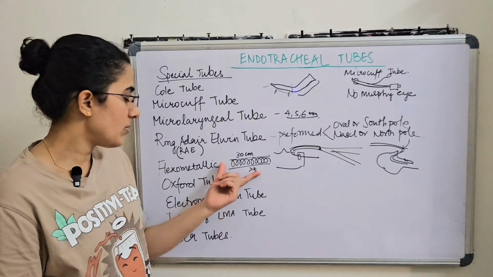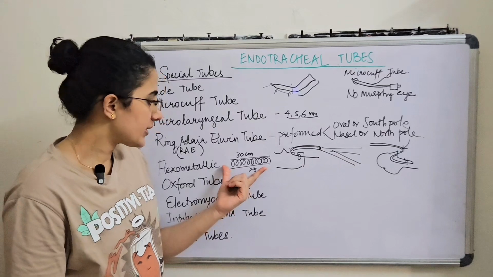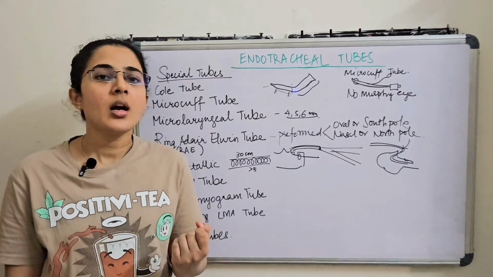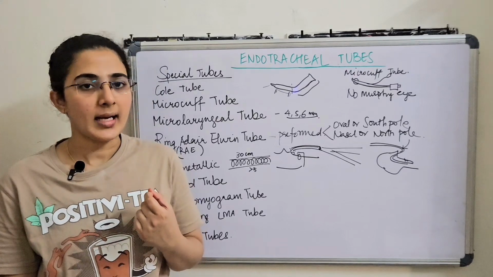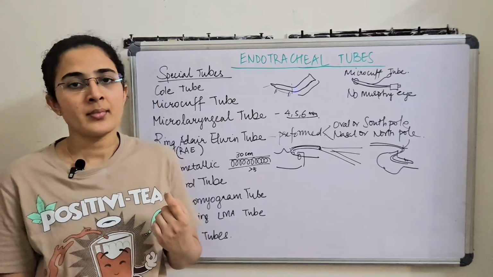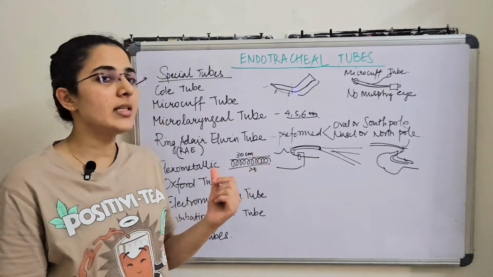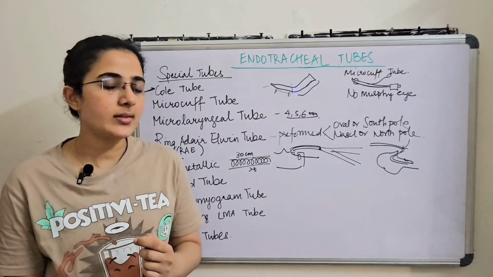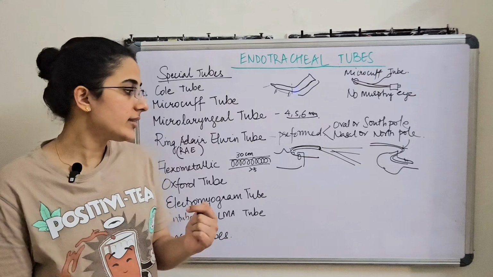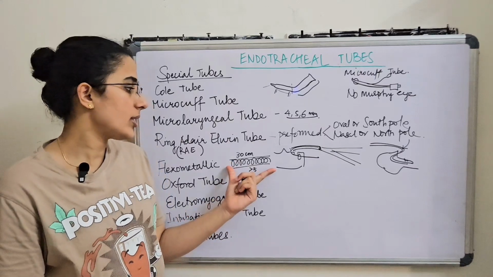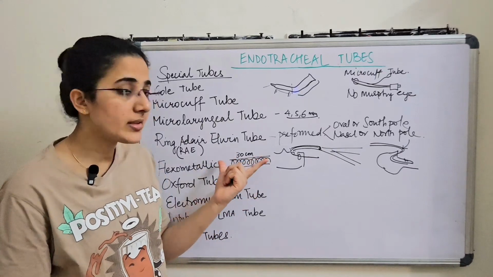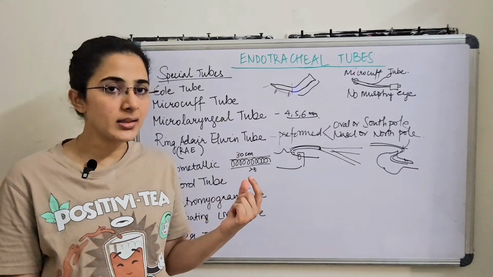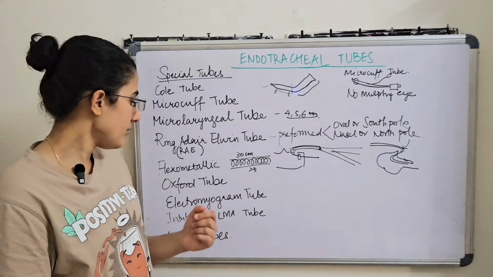And one more thing is that these flexometallic tubes, because of their flexible action, are more prone to accidental extubation. Another thing is that they pass easily through any of the fiber scopes. So these flexometallic tubes are of great importance nowadays because they are straighter tubes and they also help in keeping the tubes away from the surgical field.